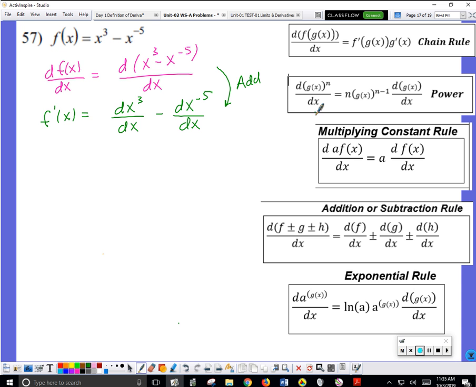So next line says this. Three x to the 3 subtract 1, dx over dx. Question? Make sure you write the dx over dx. That will cause errors in the future if you don't remember to write that.